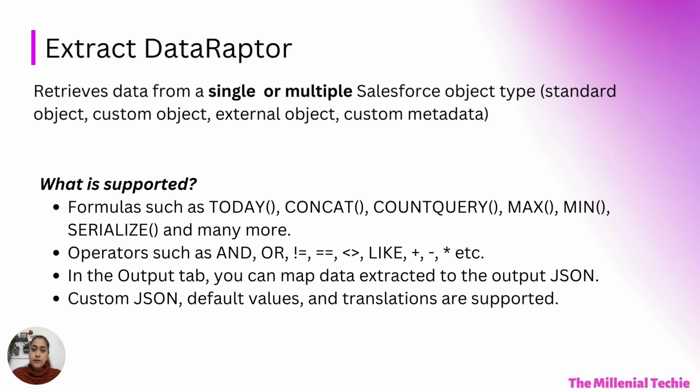Now, what is supported in Extract DataRaptor? We have formulas. We can use various formulas such as today, concatenation, count query, max, minimum, serialize, deserialize, etc. We'll talk about these formulas in our upcoming videos. It also supports operators such as and, or, logical operators, string operators, mathematical operators, and so on. We also have an output tab where we can map data that is extracted to our output JSON. And lastly, it supports custom JSON, default values, and translations.